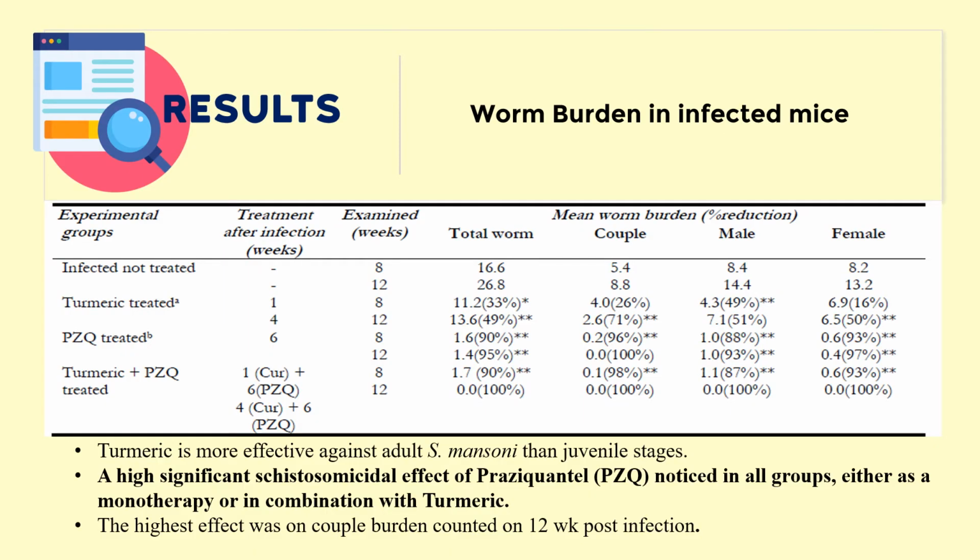For the worm burden in infected mice, in the turmeric-treated group, we can see here that on the 12th week post-infection, it has a 49% total worm reduction, while on the 8th week post-infection, it yields 33% worm reduction. From this, we can assume that turmeric is more effective against adult S. mansoni than in juvenile stages. A highly significant schistosomicidal effect of praziquantel was noticed in all groups, either as monotherapy or in combination with turmeric. Also, the highest effect was on the total worm burden counted on the 12th week post-infection.